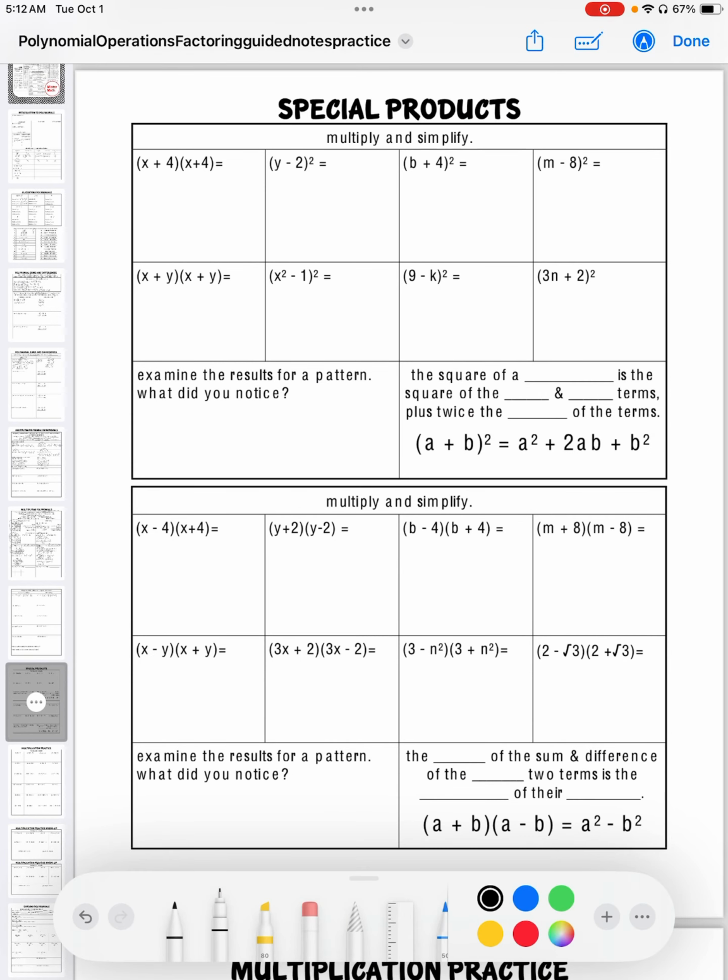Okay, we're going to multiply some special products. Multiplying special products is very similar to multiplying regularly. You can use either the box method or the distribution method. I like the box method, so if I have x plus 4 times x plus 4, I would have x plus 4 on top of the box, and x plus 4 on the side of the box.